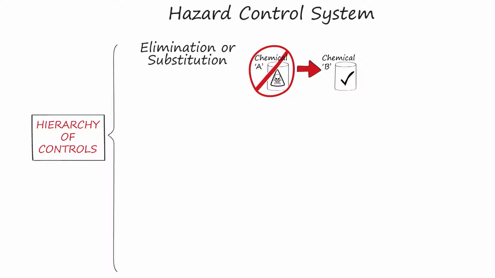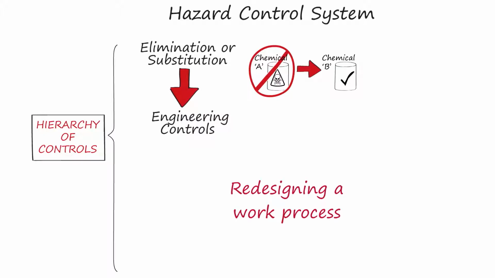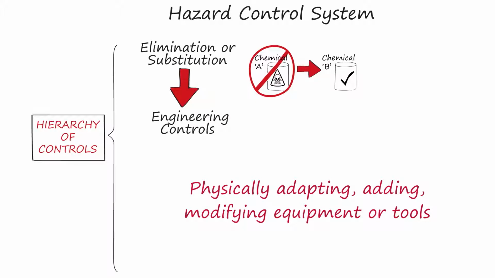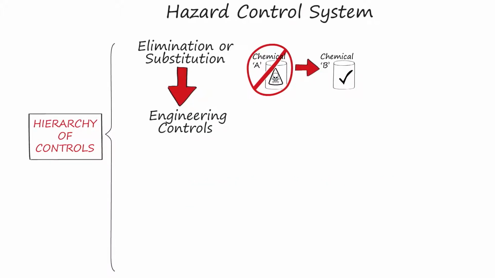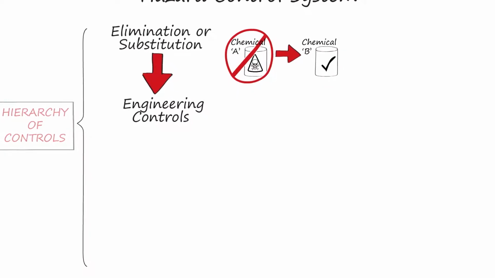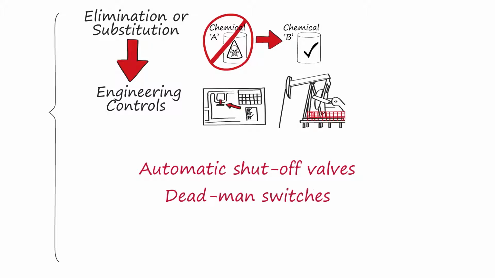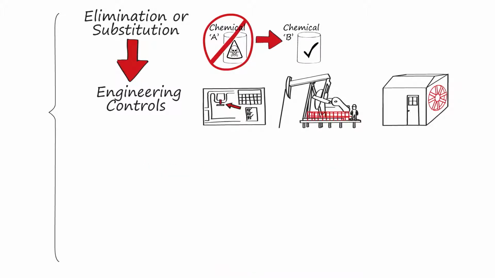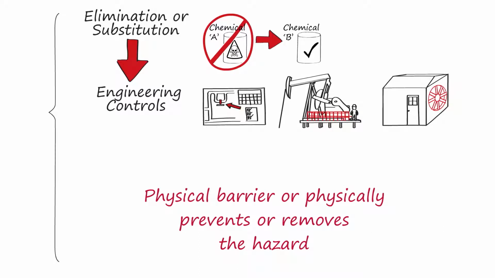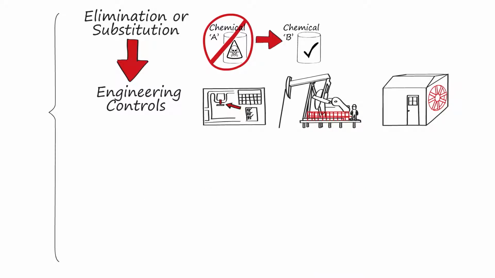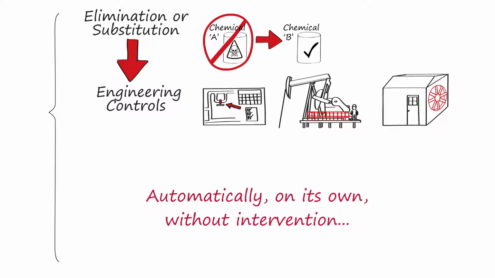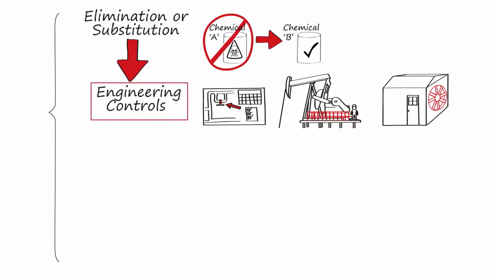But practically speaking, some hazards will remain in your workplace. So if you can't eliminate a hazard, the most effective control is an engineering control. If you control a hazard by physically redesigning a work process, or physically adapting, adding, or modifying equipment or tools so that you end up with a system that lowers the risk of exposure to a hazard, you've created an engineering control. So, automatic shutoff valves, deadman switches, guards, ventilation, anything that provides a physical barrier or physically prevents or removes the hazard. If it works automatically on its own without intervention, it's an engineering control.